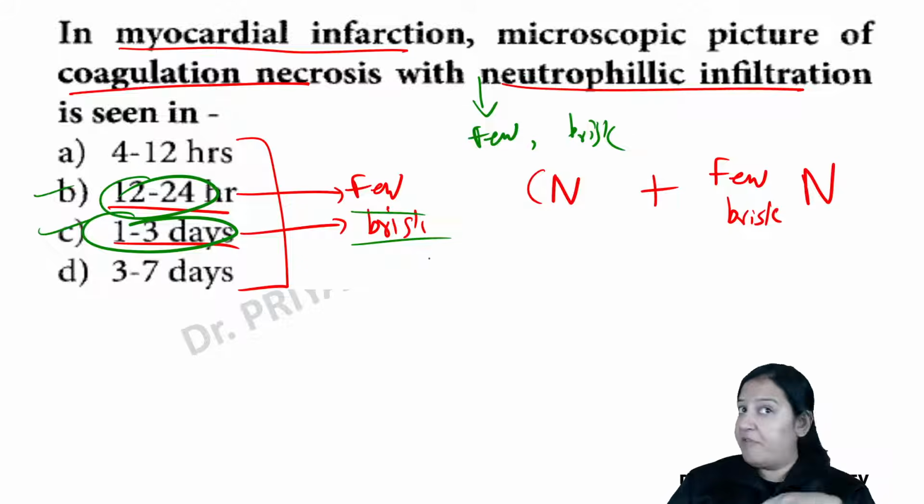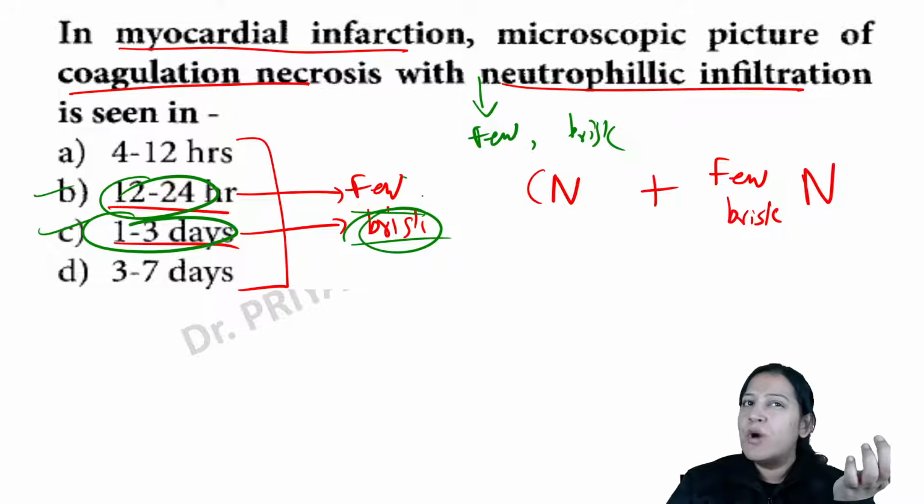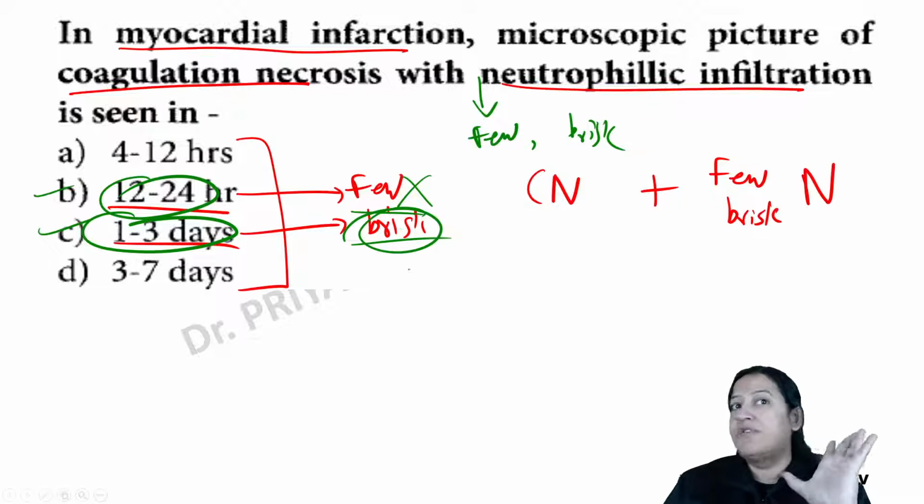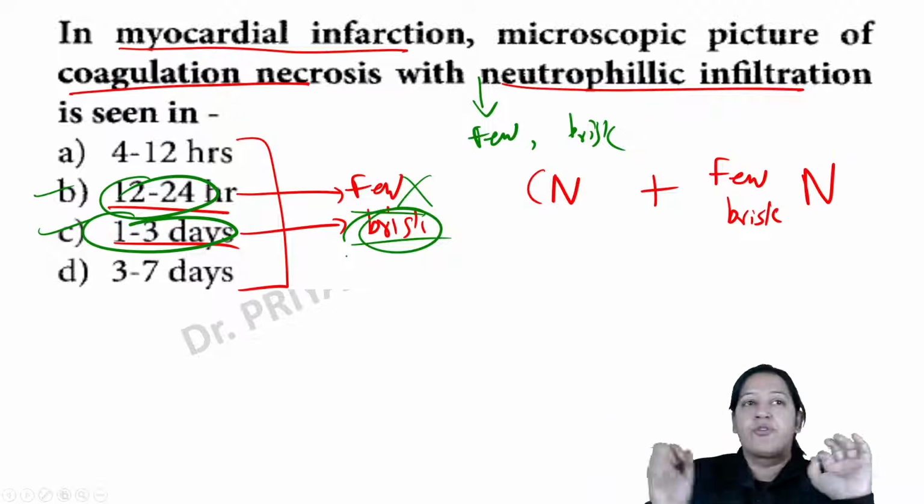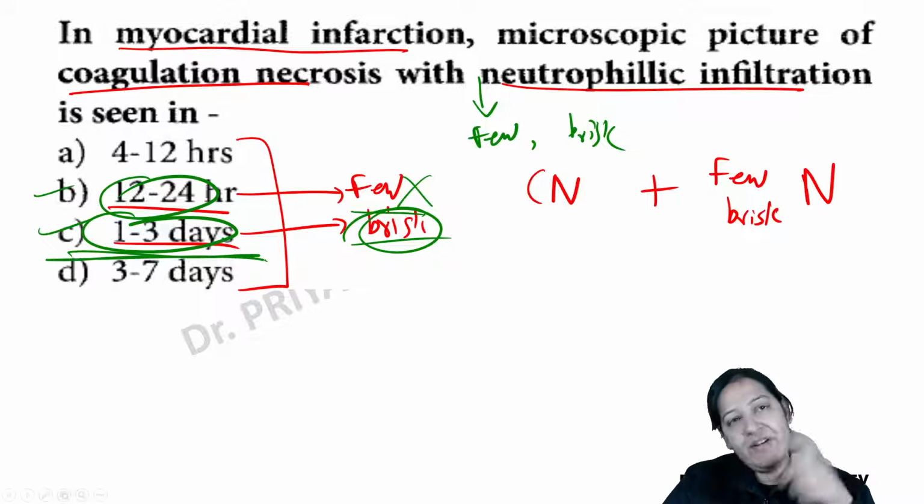So if I was at your place, I will go with the brisk. तो few का chance नहीं लेंगे. Few में it will appear 1-2 neutrophils. Brisk में there are numerous hundreds of neutrophils. So I will go with brisk. So I will mark C.